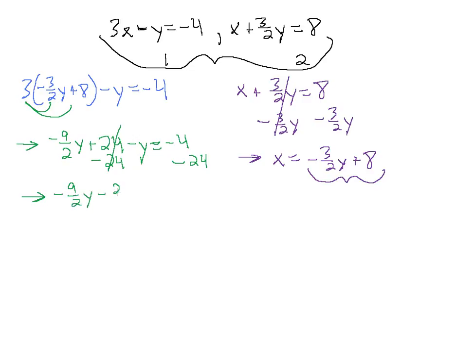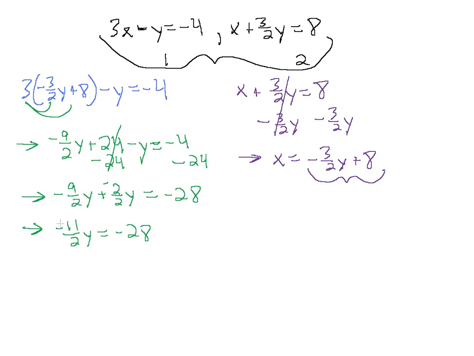We can rewrite that as 2 over 2y, so we can have a common denominator. We can combine these fractions in the next step. And on this side, we have minus 4 and minus 24, which is minus 28. We can combine these two fractions. 9 and 2 gives us minus 11 over 2y equals minus 28.